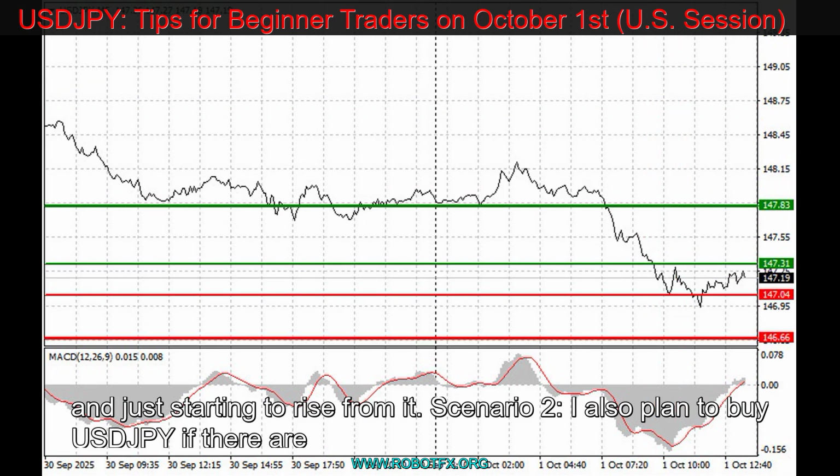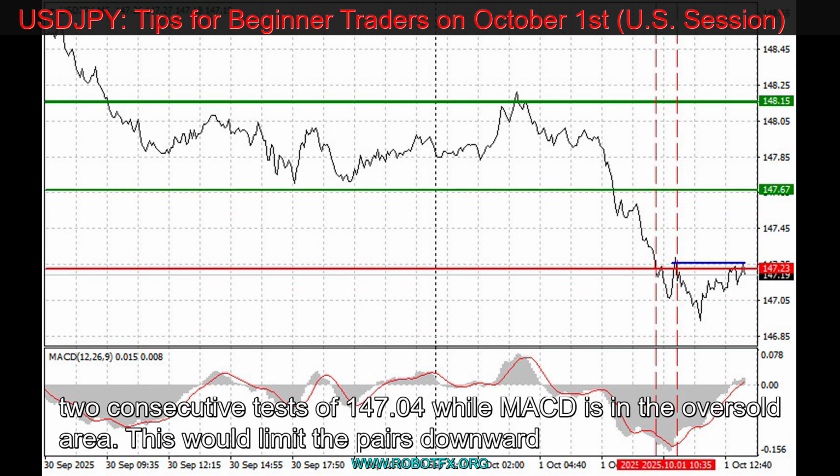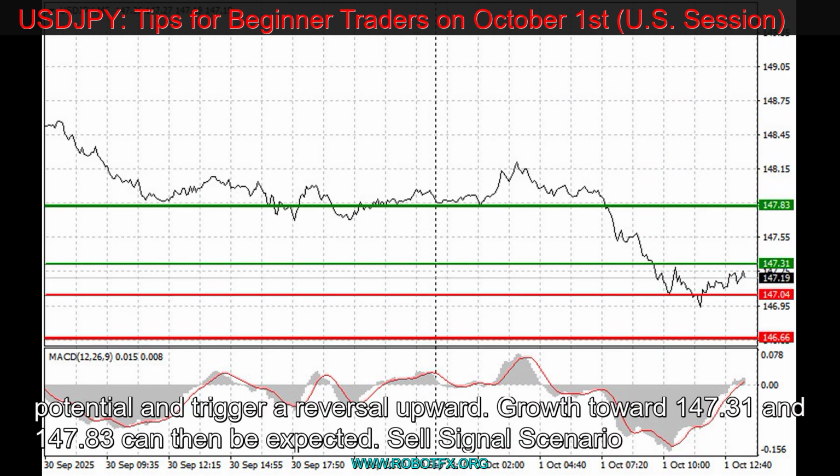Scenario 2. I also plan to buy USDJPY if there are two consecutive tests of 147.04 while MACD is in the oversold area. This would limit the pair's downward potential and trigger a reversal upward. Growth toward 147.31 and 147.83 can then be expected.